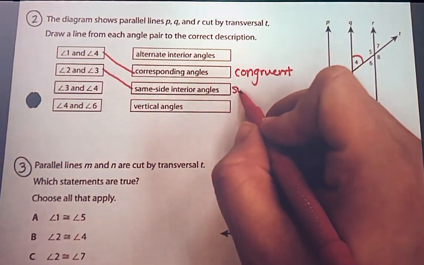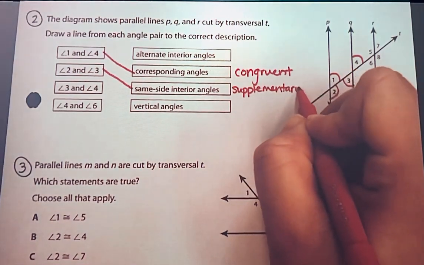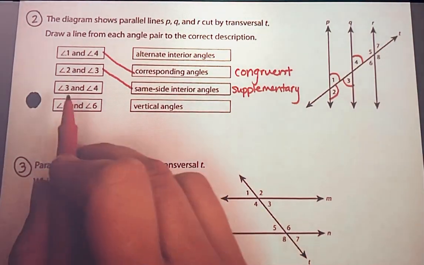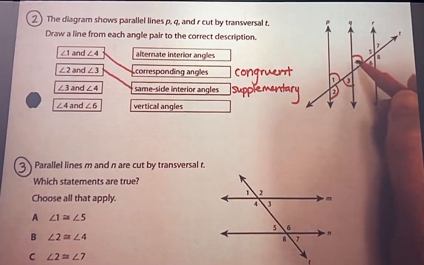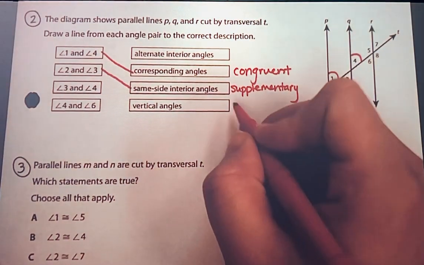I'm going to write supplementary, just so I know that those two angles are going to add to give me 180 degrees. Next, 3 and 4. 3 and 4 are right here. They're opposites of one another. They are congruent, and they are vertical angles.